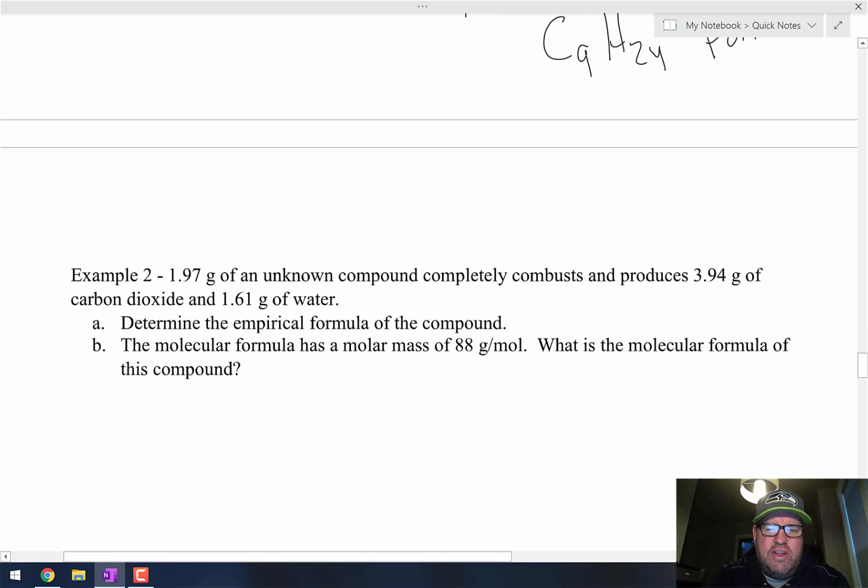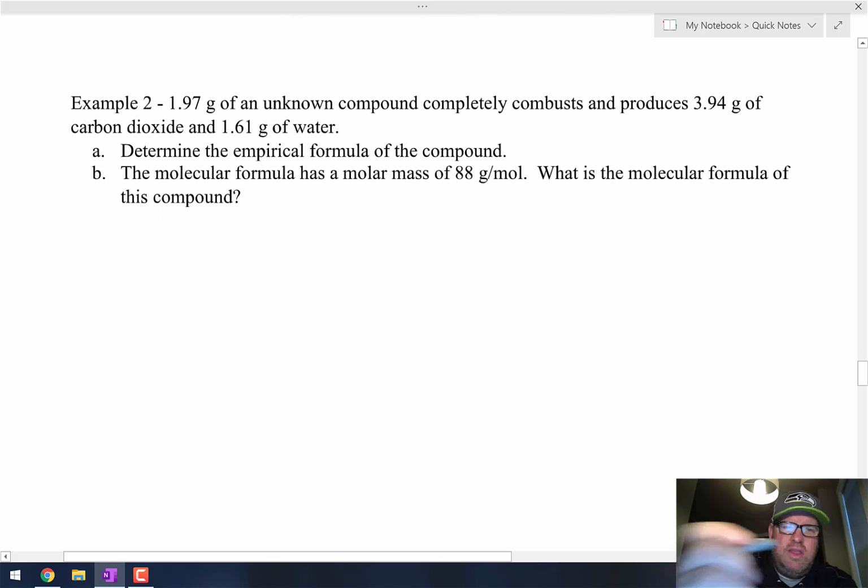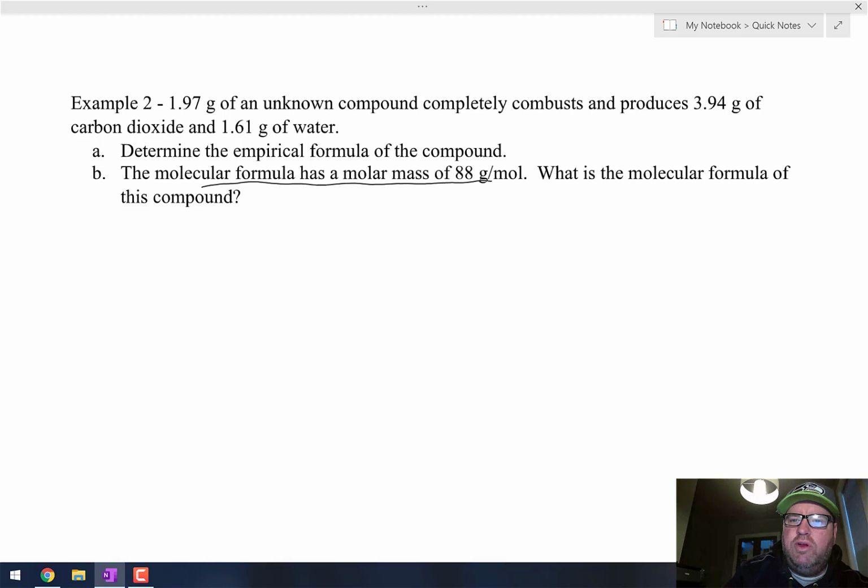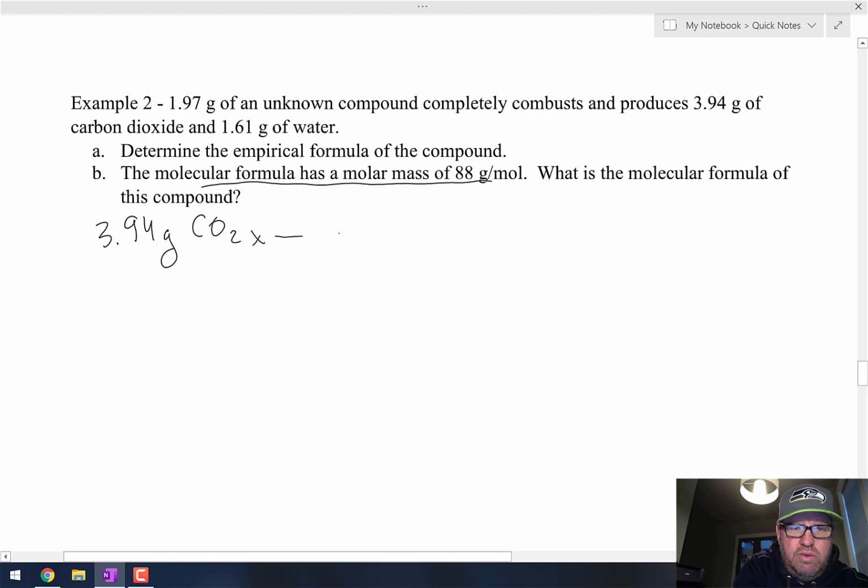Okay, let's look at another example where it's not done for us. And you can see right away the molecular formula part is there. So 1.97 grams of an unknown compound completely combusts, produces 3.94 grams of carbon dioxide and 1.61 grams of water. Now it doesn't say hydrocarbon in this case, so there might be another element in there other than just carbon and hydrogen. Let's see. So our first step, we're going to take 3.94 grams of CO2.